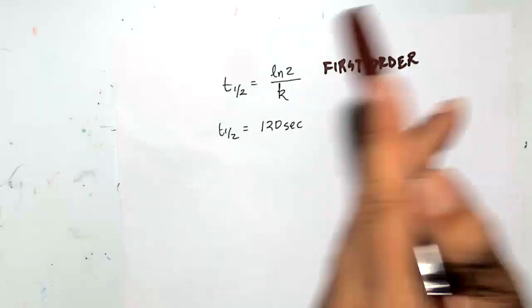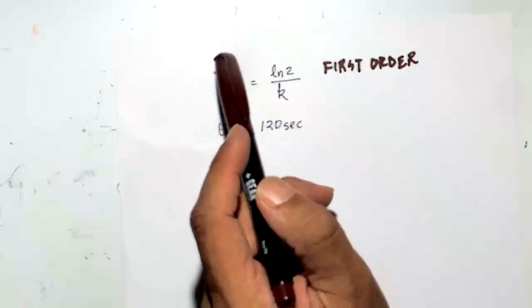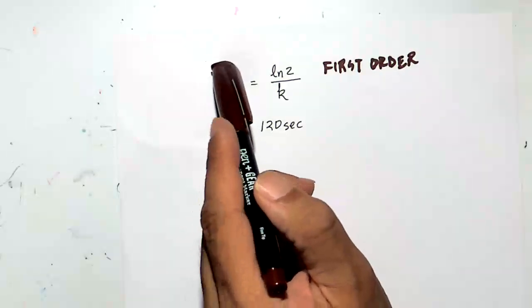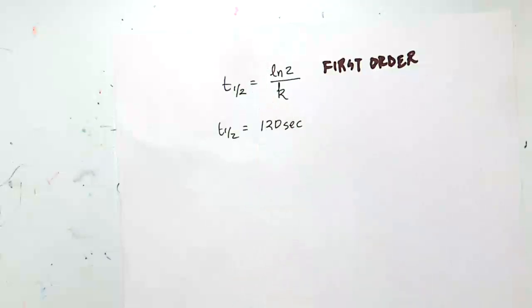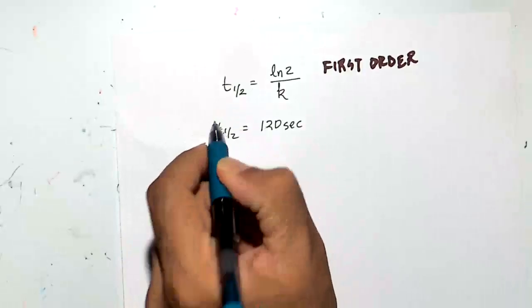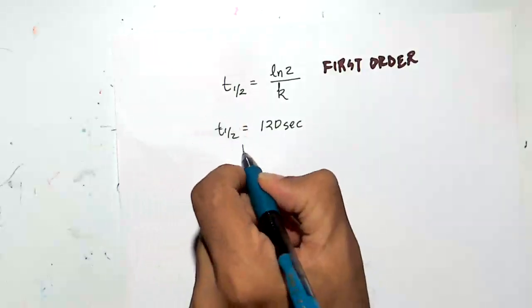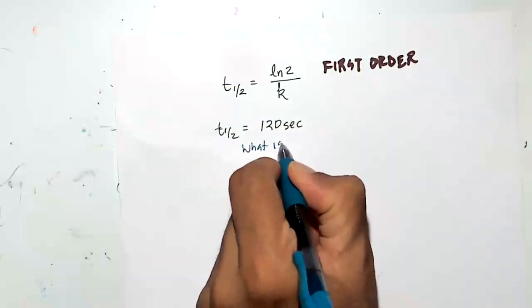So a half-life equation for a first order decay does not depend on the starting amount. You can have a lot or a little. The half-life just depends on natural log of 2 over k. Okay. So in this problem, let's say your half-life is 120 seconds. What is rate constant k?